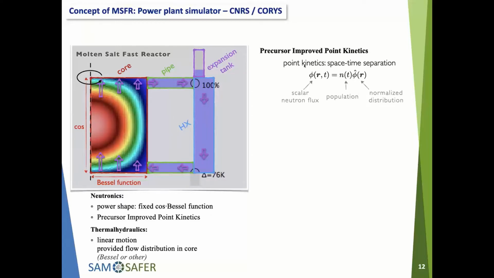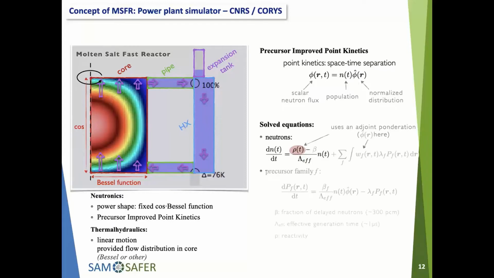So as for any point kinetic approach, we split the neutron population and the neutron distribution, and we have the equation we showed just before. Here is the variation of the neutron population with the reactivity, the precursor term with beta, which is a source term for the precursor family, and the decay term, which is a source term for the neutrons. And that's all we need for this neutron approach.